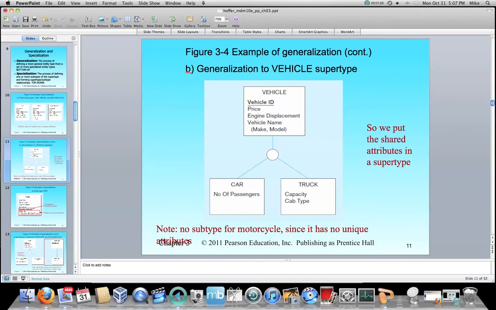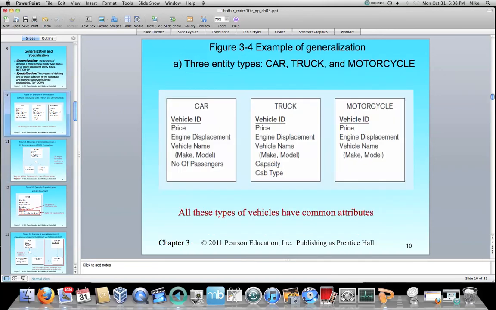And in this case, we are going to make a supertype called vehicle, which has vehicle ID, price, engine displacement, vehicle name, make, and model, because that's what all of those subtypes shared. And then we just look at what distinguished car and truck, and car and truck were distinguished because car had number of passengers as an attribute, and truck had capacity and cab type as an attribute. Notice that there is no subtype for motorcycle because a motorcycle didn't have any distinguishing attributes. We can go back to the previous slide to see that.